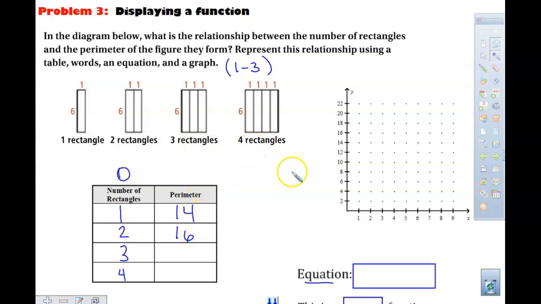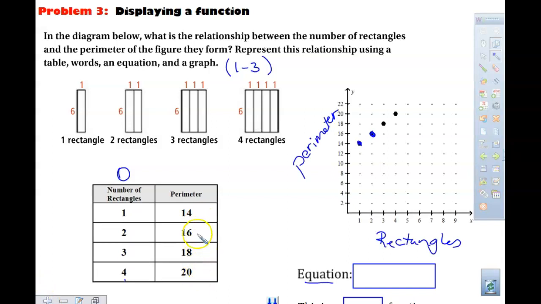Take a look at those next 2 and make sure you check for the pattern and try and write these and also plot your points. So what do I mean by plotting your points? At 1 we are at 14. At 2 we were at 16. And plot the rest of your points, and then we're going to pause the video and then we'll come back and you'll see what these look like.